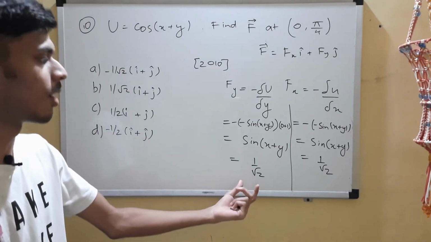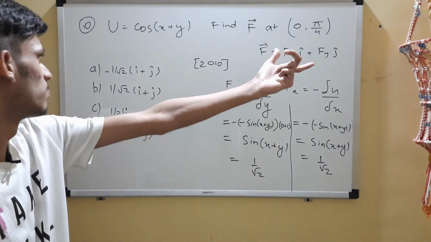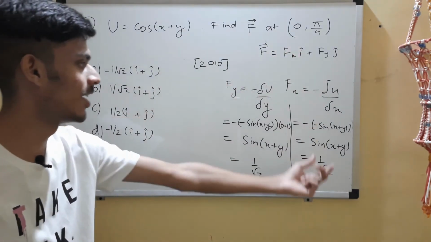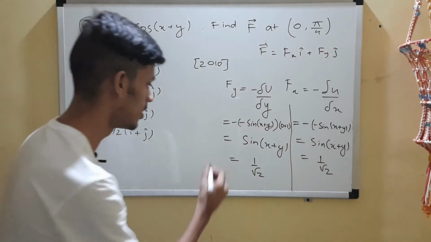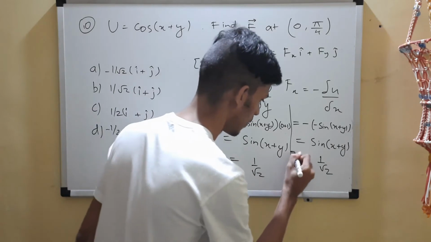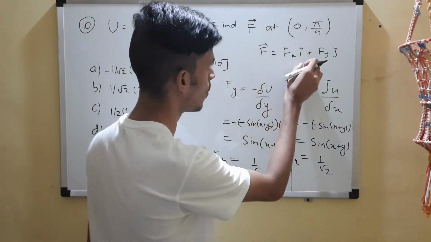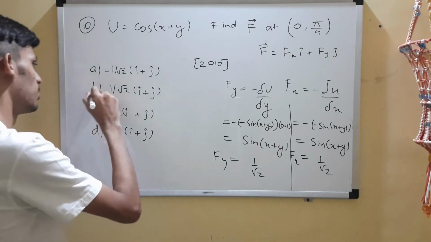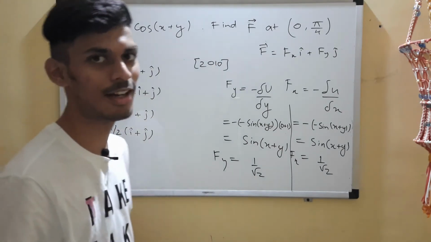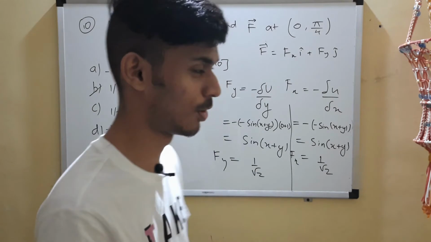So you are going to compile it under one roof. So 1 by root 2 i cap plus 1 by root 2 j cap. This is fy, this is fx, right? So 1 by root 2 i cap plus 1 by root 2 j cap. Option B is the correct choice. Let's go to the next question.